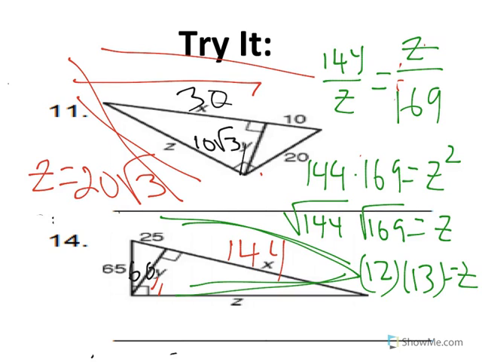Oh, I think I made a mistake here. Let me see. So then z is equal to 156. Okay.